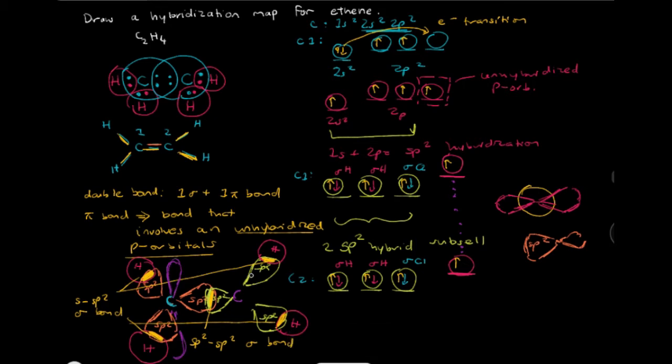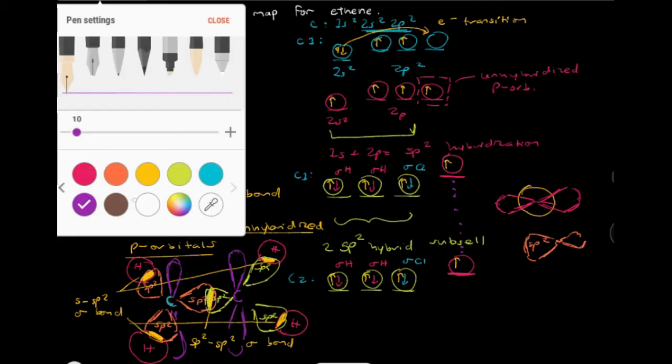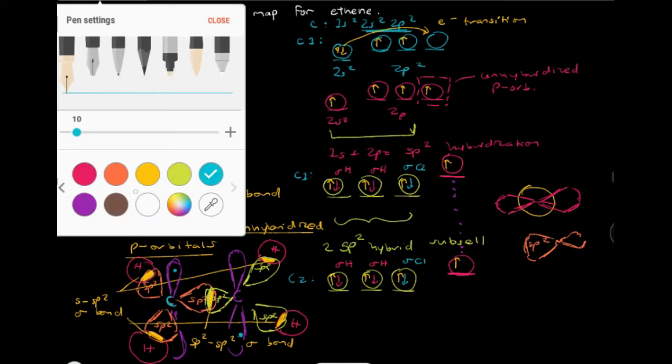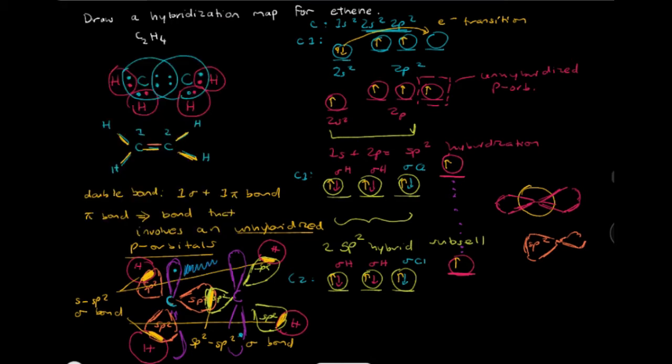Okay, so there's this p orbital here, and in each p orbital you're going to expect one electron because it's unhybridized, right? So there's an electron here, there's an electron here. And between these unhybridized p orbitals, there's going to be a force of attraction. Let's use a different color here, maybe light blue. And this is basically the pi bond.